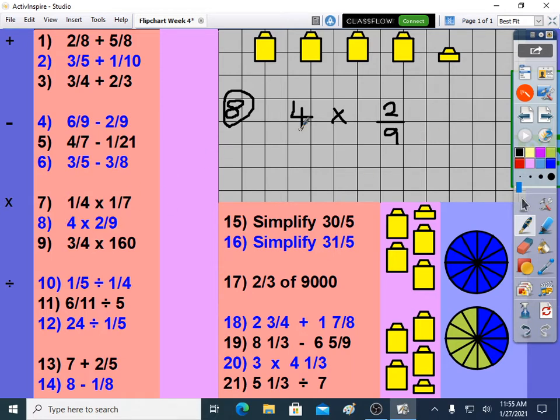So number 8 is 4 times 2/9. I'm going to change the whole number 4 into a fraction because it's 4 ones, isn't it? It's 4 whole ones. I'm going to do that so that I can just times the tops and times the bottoms. 4 times 2 is 8. 1 times 9 is 9. 8/9. Can't simplify 8/9. You don't have to anyway in this case. That's question 8 done. And question 9 is next.